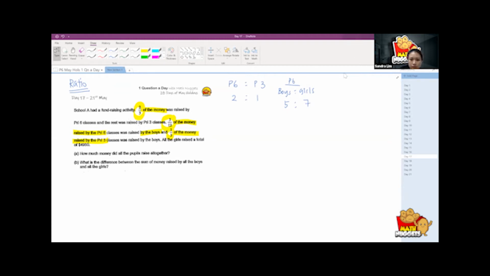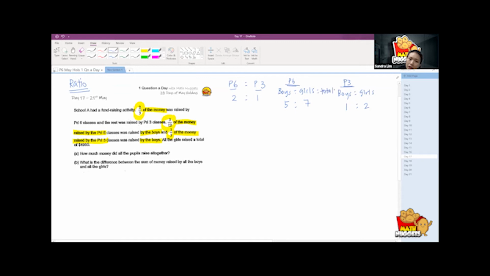Then for the P3, same thing. We're going to have the boys and girls. They tell us 1/3 of the money raised were raised by the boys, which means it's 1, and which means 2/3 will be raised by the girls. So that's 2 units. After writing down your 3 ratios, you got to look at it. What is repeated? What should be the same? Let's make the thing the same, right? So over here we have P6 and P6, right? And P3 and P3, which means both the P6s and the P3s are repeated.